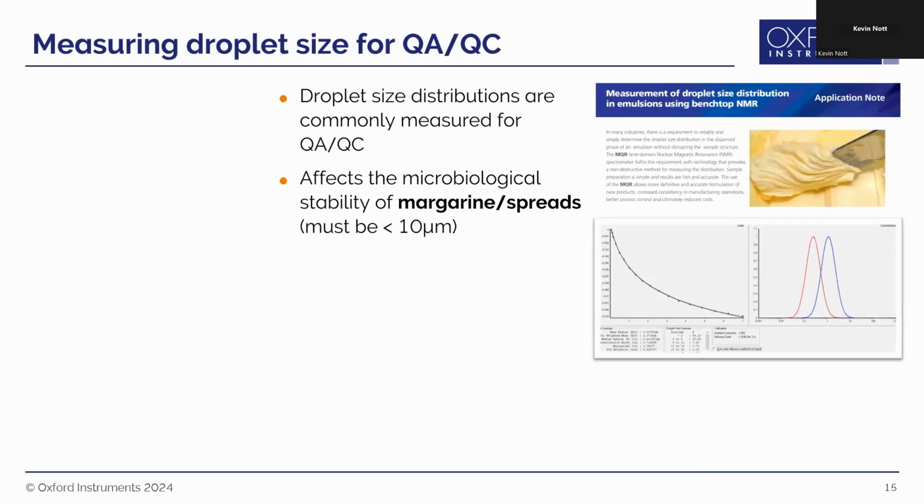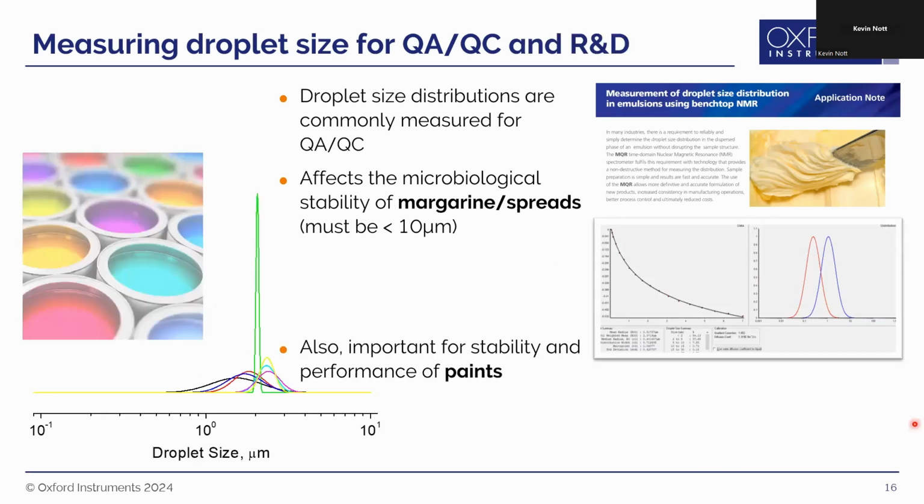So droplet size measurements are commonly used for margarine, and it's particularly important for low fat spreads, which have higher water content because the droplets must be small, less than 10 microns, to avoid microbiological deterioration. As an aside, droplet size measurements can also be applied to non-food emulsions, such as paints, for example, allowing optimization of their stability and performance. And the graph on the left here shows the droplet size distributions in a variety of formulations with quite different compositions and therefore properties.